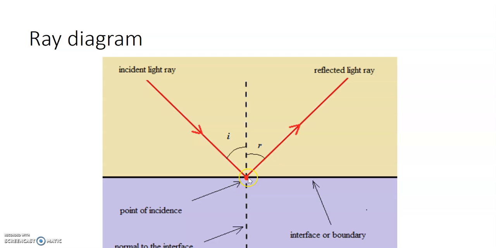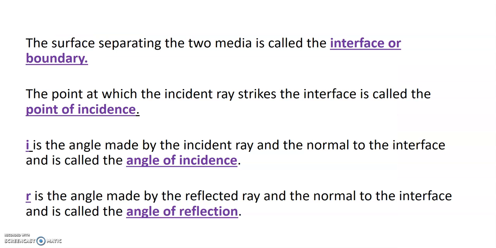The point at which the light is incident is called the point of incidence. The angle between the normal and the incident light ray is I. The angle between the normal and the reflected light ray is called the angle of reflection, represented as R. This dotted line is a normal, a line perpendicular to the surface at which the light is incident. So today we are going to learn the law of reflection. Before coming into the topic, let's have a brief description of each term.